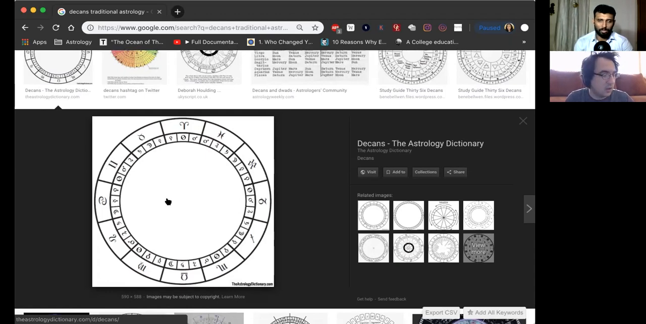I think it's pretty much how everyone uses it currently. I don't know if anyone uses a different set of rulership schemes when it comes to decans. Okay, cool.